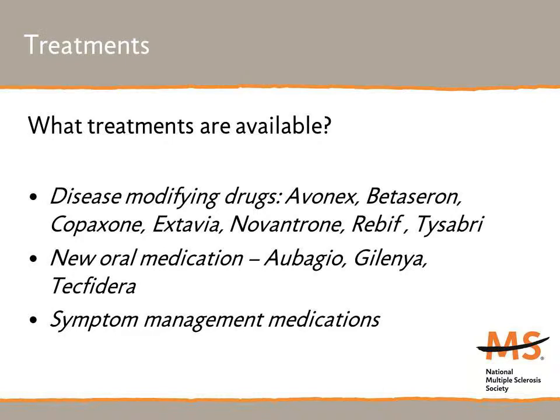Although there is still no cure for MS, there are effective strategies available to modify the disease course, to treat exacerbations, and manage symptoms. On the slide, we've listed some of the disease-modifying drugs: Avonex, Betaseron, Copaxone, Extavia, Novantrone, Rebif, and Tysabri, and 3 of the new oral medications, Aubagio, Gilenya, and Tecfidera.